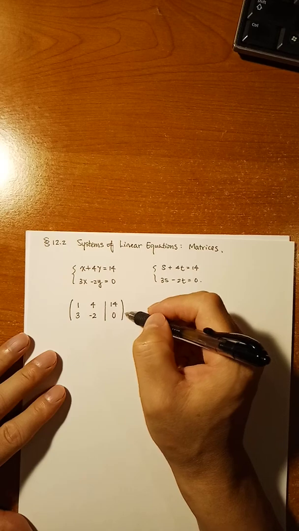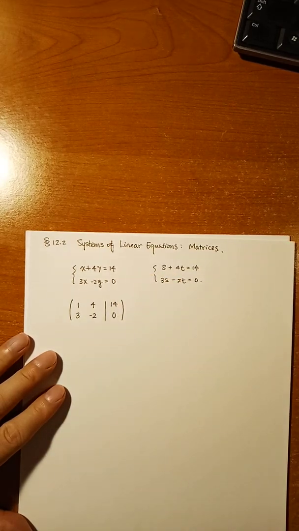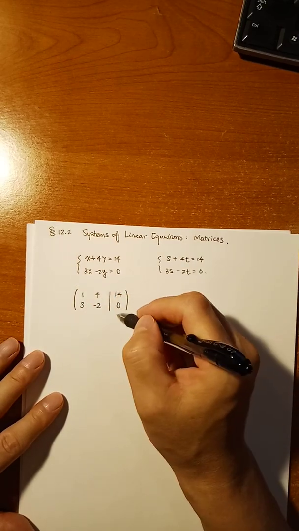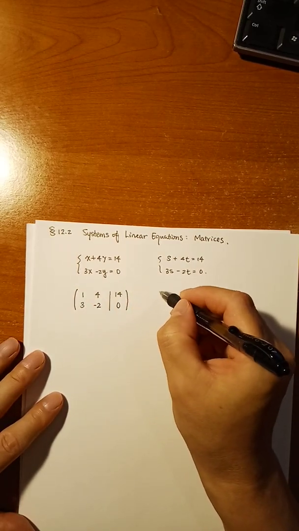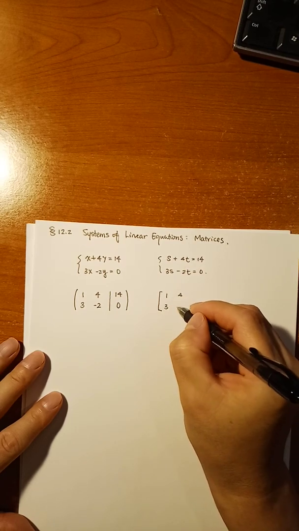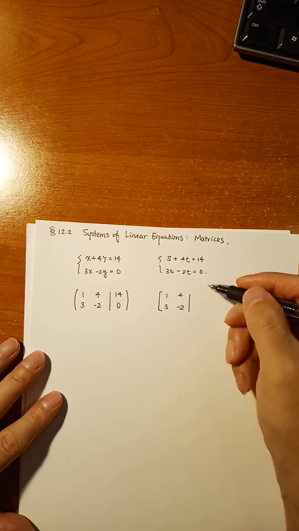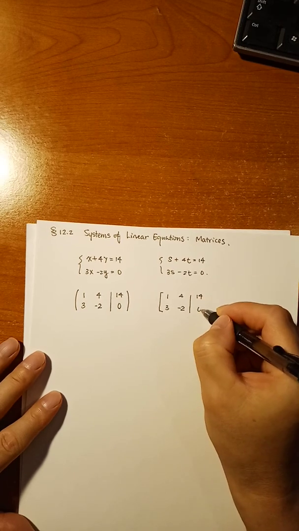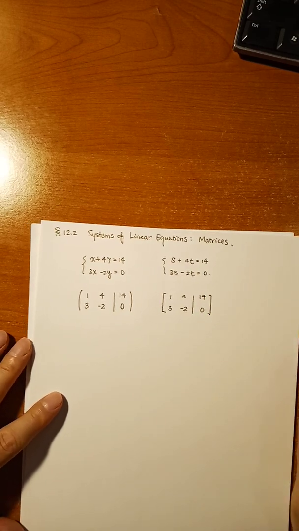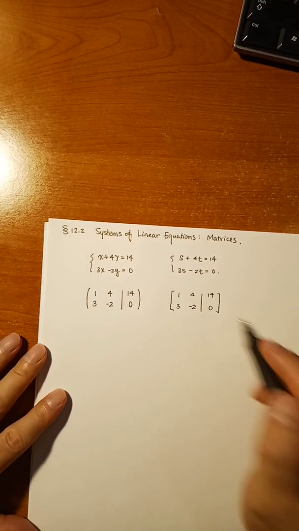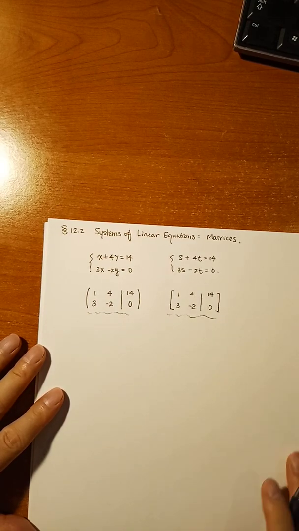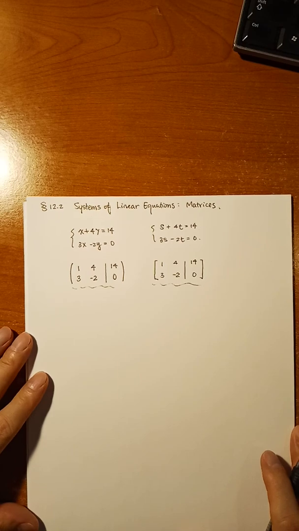You can use parentheses or you can use brackets. They both work, okay? So you use either parentheses or, like the textbook, they use brackets. The same thing. 1, 4, 3, -2. We draw the vertical segment and put 14 and 0. This vertical segment, again, just reminds us of the equal sign. Okay, so this type of stuff is called a matrix. It is called a matrix.